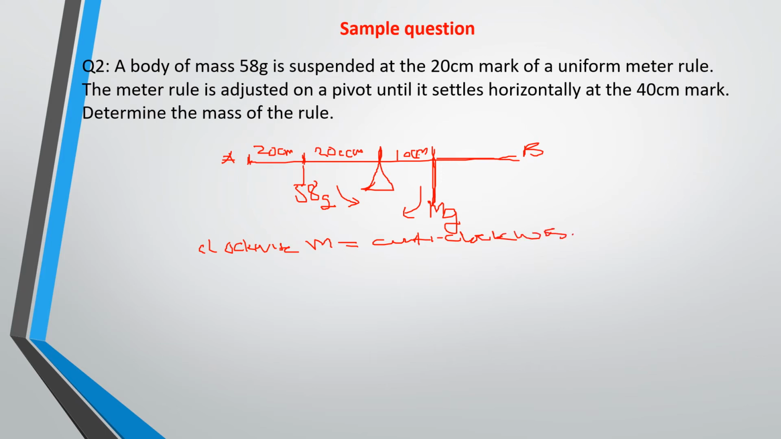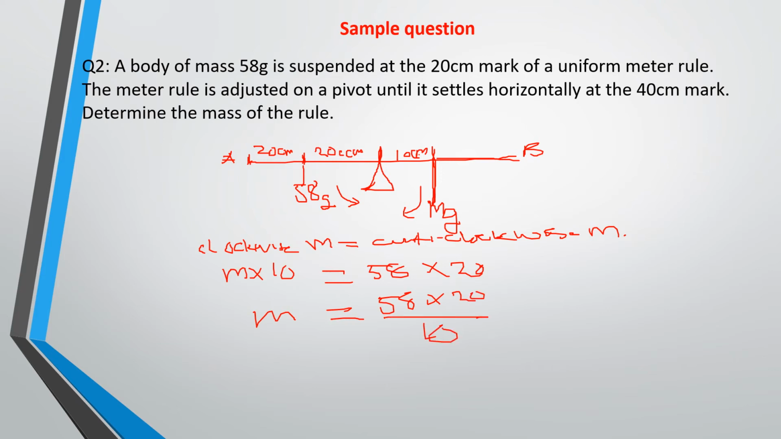So clockwise moment equals anti-clockwise moment. Your clockwise moment here is equal to mass times 10. Your anti-clockwise moment here is equal to 58 times 20. So your mass is equal to 58 times 20 all over 10. When you work that out, you will have the mass to be equal to 116 grams.